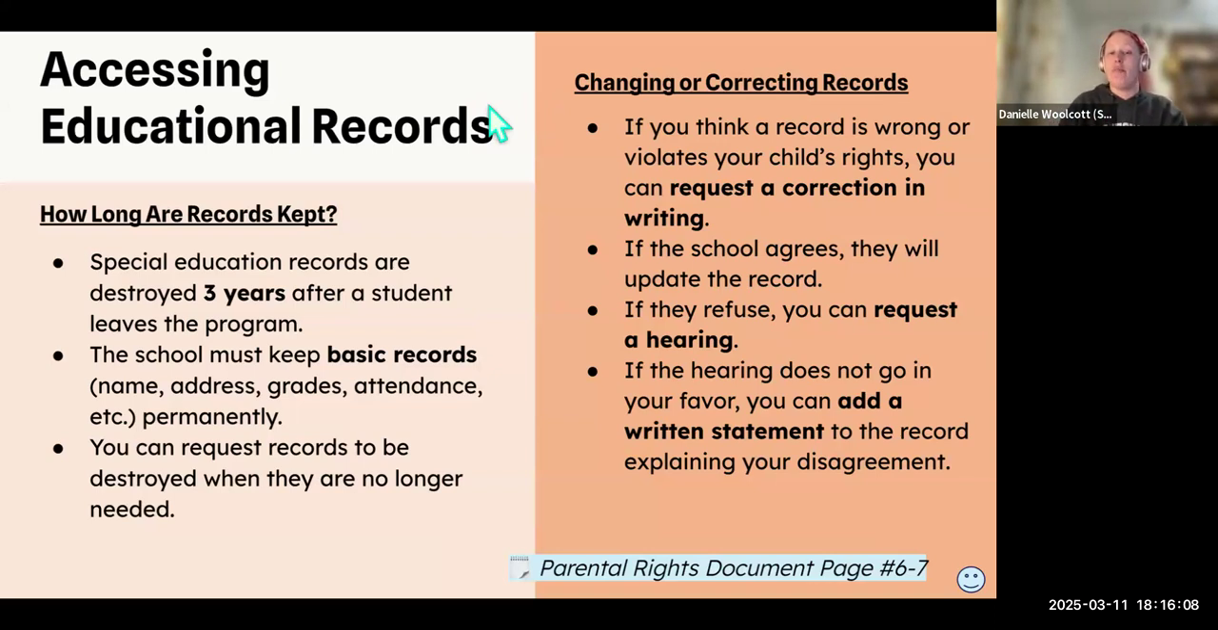If you wanted to make changes or corrections to a record, if you think a record is wrong or it violates your child's rights, you can request a correction in writing. If the school agrees, they will update the record. And if they refuse, you have the right to request a hearing. If the hearing does not go in your favor, you can add a written statement to the record explaining your disagreement. So that way it's always on the record.